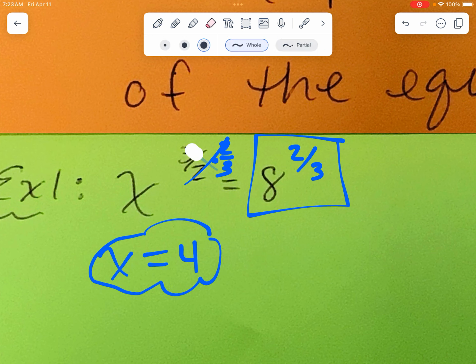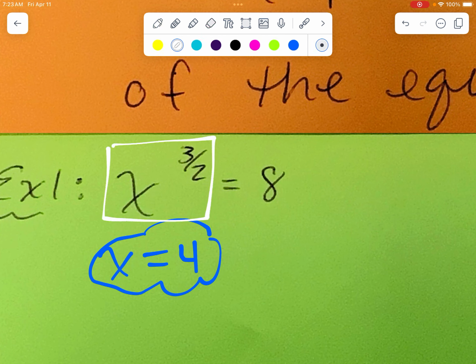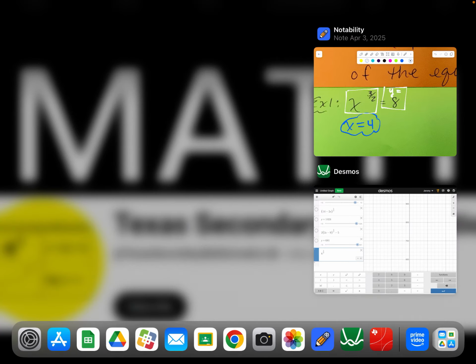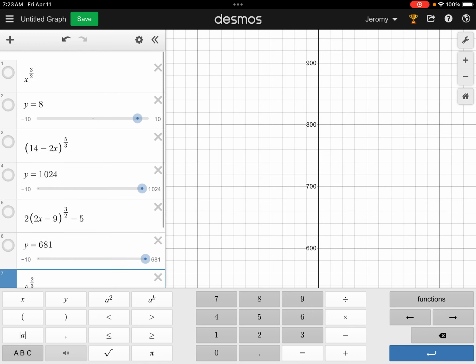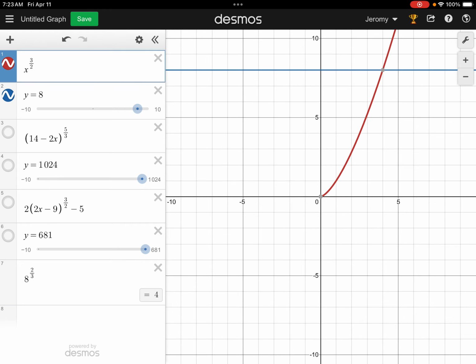Now, how can we solve that using our graphing calculator? Let's clean everything up here. We're going to type the left side in input box 1 in Desmos, and then I'm going to type in y equals 8 in box 2, and we'll calculate the intersection and look for the x value of the coordinate. I already have this typed in here: x to the 3/2 power, and then y equals 8. We simply calculate the intersection. We're looking for the x value, which is 4, and that's what we ended up getting in our problem.